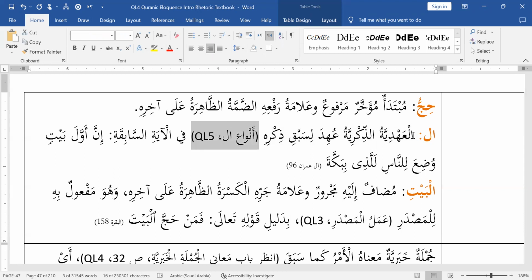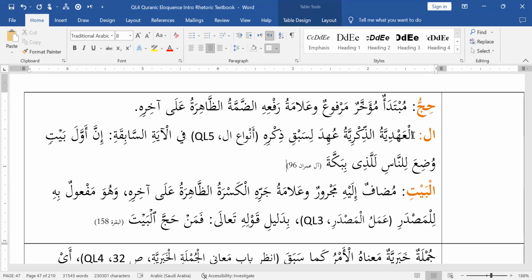And again, anwa'u al, we don't need to look at the different types of al, which we spent an entire lesson talking about. We looked at al-ahdiyya and al-jinsiyya. And how do we know? Where was it actually mentioned? Fil ayat sabiqa. In the previous verse, it says, أعوذ بالله من الشيطان الرجيم إن أول بيت وضع للناس للذي ببكة, surely the first house that has been put for the people is the one in Bakka. And Bakka is just another name for Makkah.